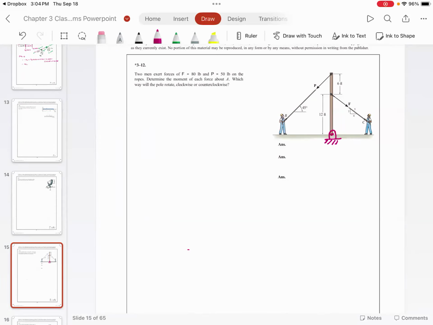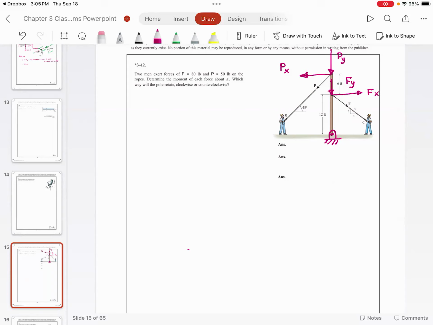So what we need to do is resolve this force in the horizontal direction, and resolve this force in the vertical direction. So this is going to be Px and this is going to be Py. And this is going to be Fx and this is going to be Fy. So Px and Py, Px is at the lever arm of 12 plus 6, which is 18.